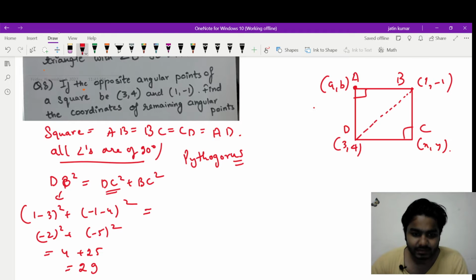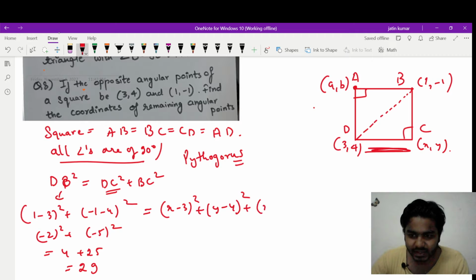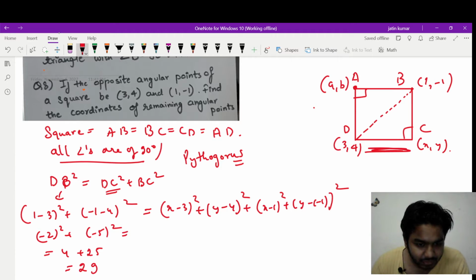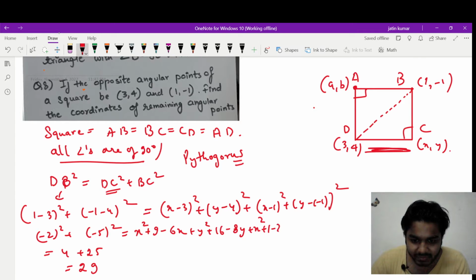And can we find DC? DC square will be (x minus 3) whole square plus (y minus 4) whole square, and also BC square is (x minus 1) whole square plus (y minus 1) whole square. It means (y plus 1) whole square. Okay, so let's solve it. x square plus 9 minus 6x plus y square plus 16 minus 8y plus x square plus 1 minus 2x plus y square plus 1 plus 2y, right? So it will be equal to 29.